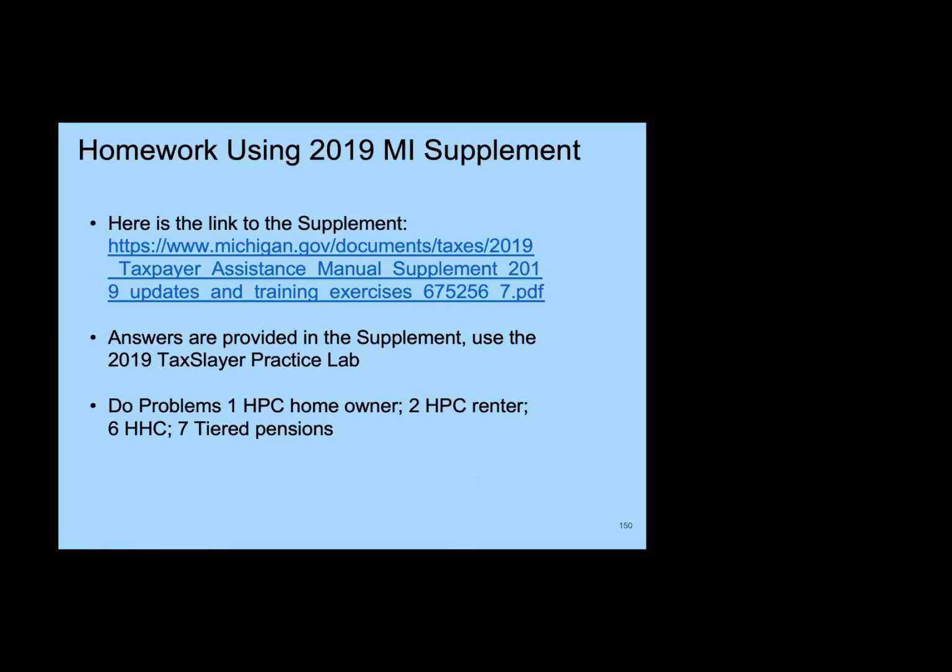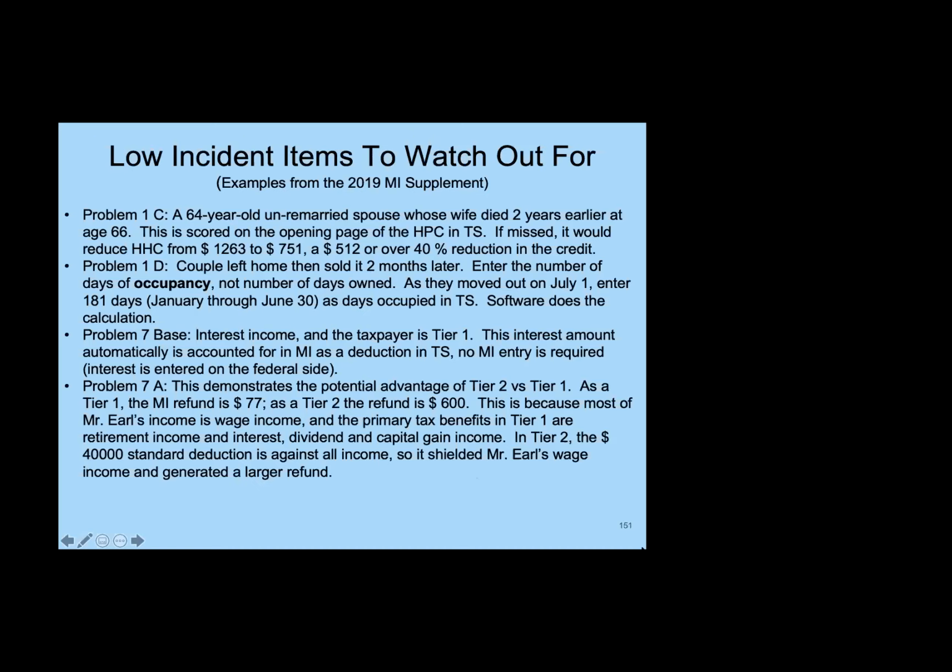But if you could do one, it's a homestead property tax credit one for a homeowner. Number 2 is a homestead property tax credit for a renter. Number 6 is a home heating credit. And number 7 is tiered pensions. They're easy to do. You just make up Social Security numbers and addresses and so on. And you go into TaxSlayer. Now, I will tell you that there are some tricky aspects, and I'm sorry for all the words.